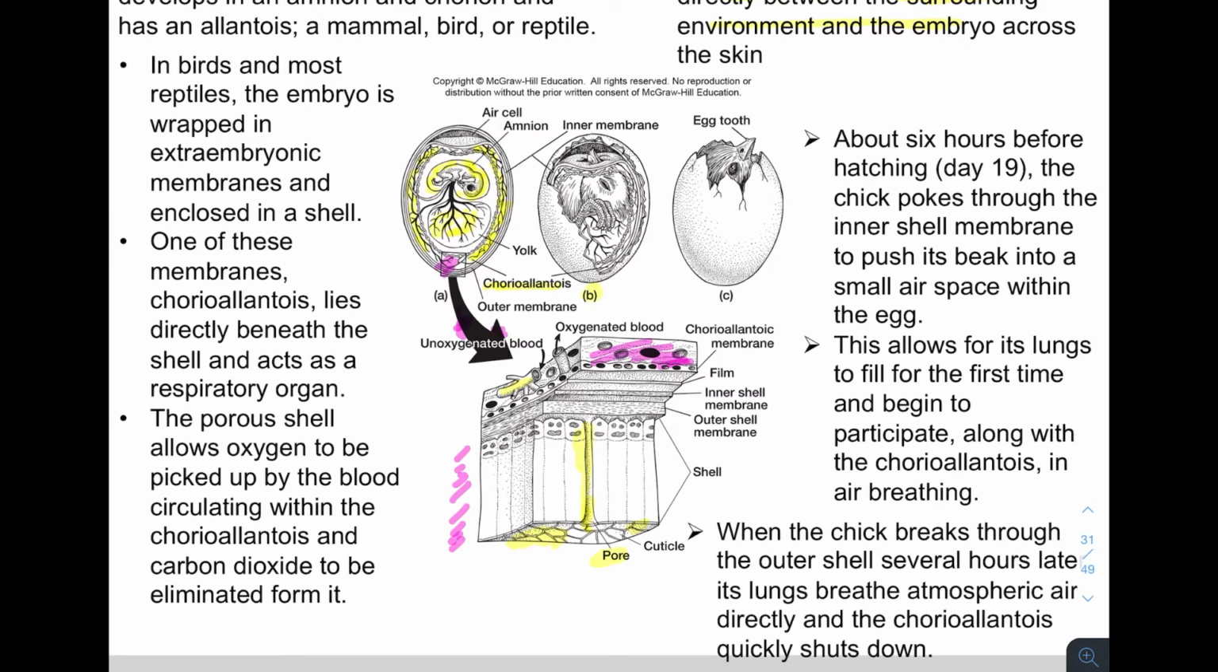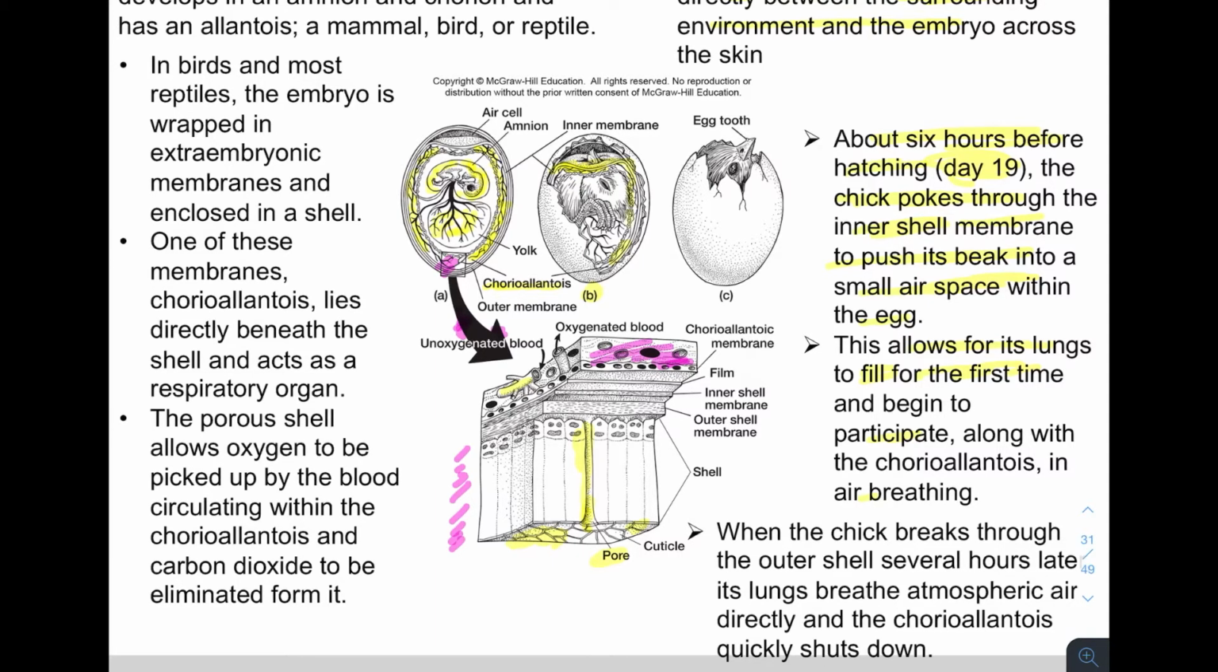In B, we're looking at about 6 hours before hatching on day 19. The chick pokes through the inner shell membrane to push its beak into a small airspace within the egg. And this allows for its lungs to fill for the first time and to begin to participate along with the chorioallantois in breathing. So the chorioallantois is still going to be there for respiration, right?